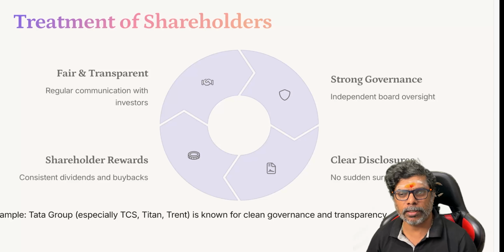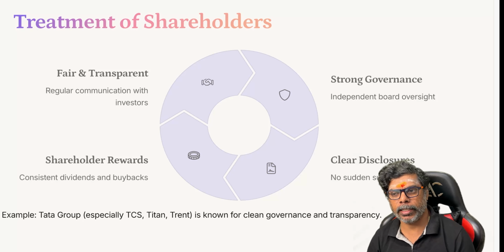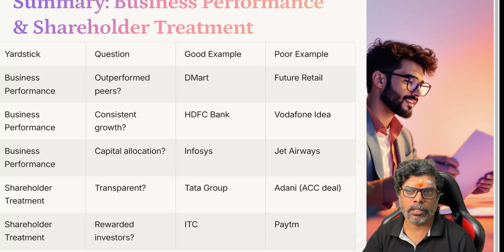So they have to give some priority to the shareholders, especially if you see Tata Group companies like TCS, Titan, Trent, which are known for their governance and transparency. Now an example using the yardsticks we discussed: business performance. The question you need to ask is, has it outperformed? The good example is D-Mart. Poor example is Future Retail. Business performance again, is there consistent growth? Example HDFC Bank, and the poor one is Vodafone Idea.